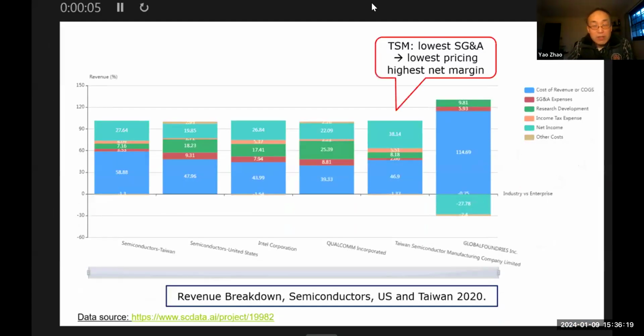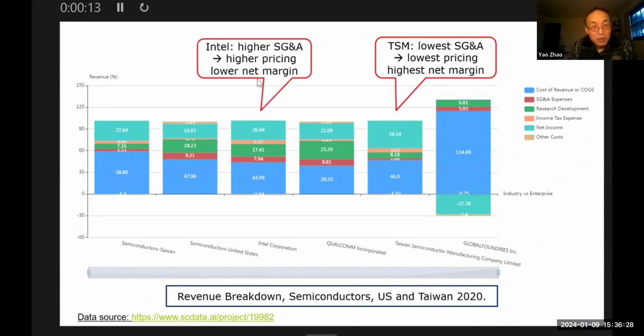All right, so as I just said, TSMC has lower SG&A cost, which leads to lower pricing and higher net margin. Intel has higher SG&A cost, and also research and development cost, which leads to higher pricing and lower net margin.